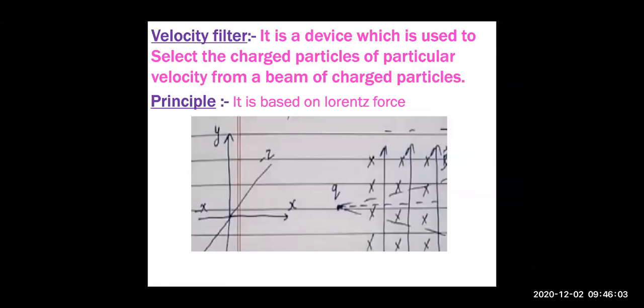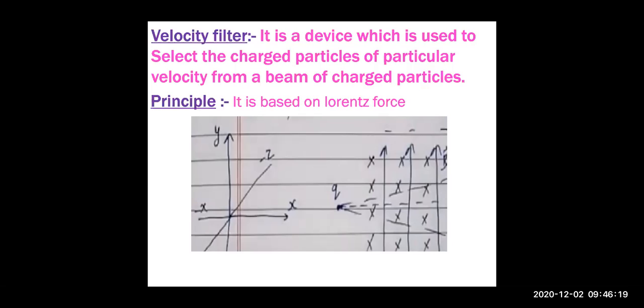So velocity selector is what? It is a device which will select. What it will select? It will select charged particles. Which charged particles will it select? It will select charged particles which are moving with a particular velocity. Who will decide that velocity?